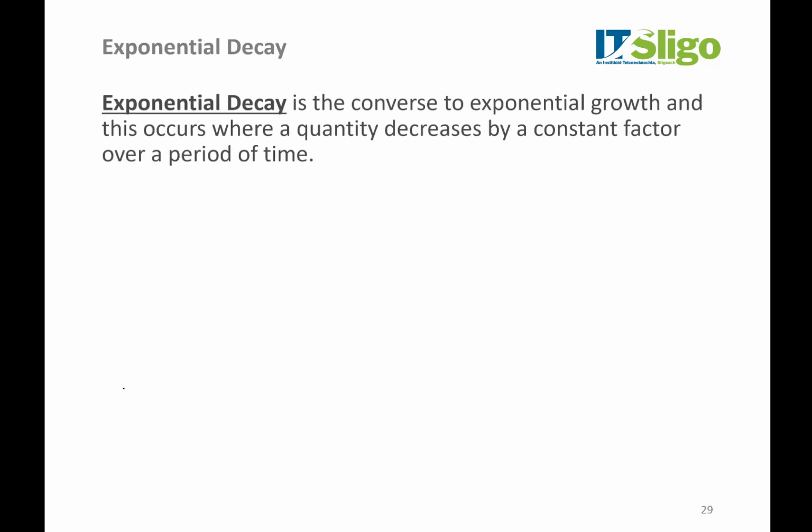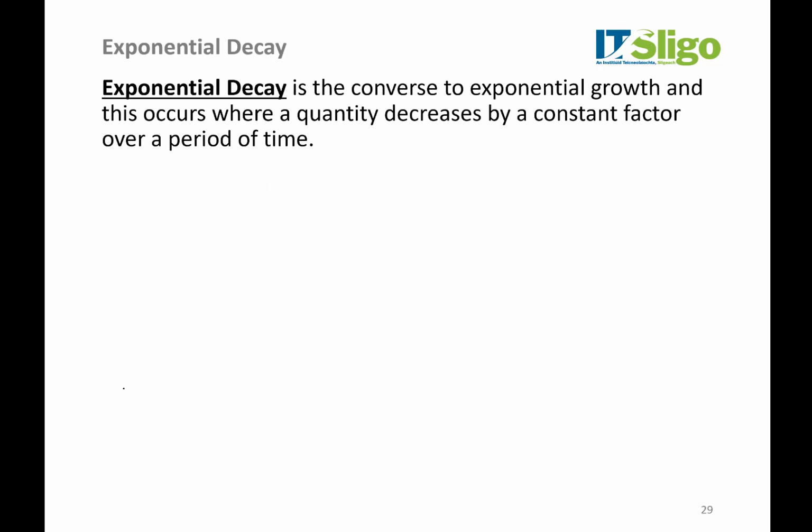Now we take a look at exponential decay, which is the converse to exponential growth. This is where a quantity decreases by a constant factor over a period of time. It's pretty much the exact same formula as the growth. The significant difference is the minus on the power.